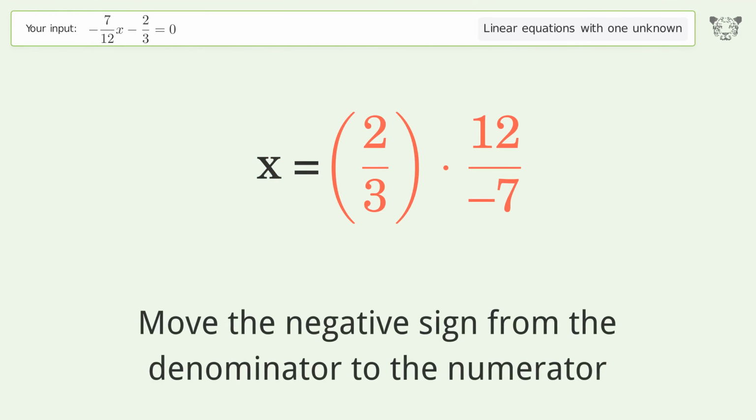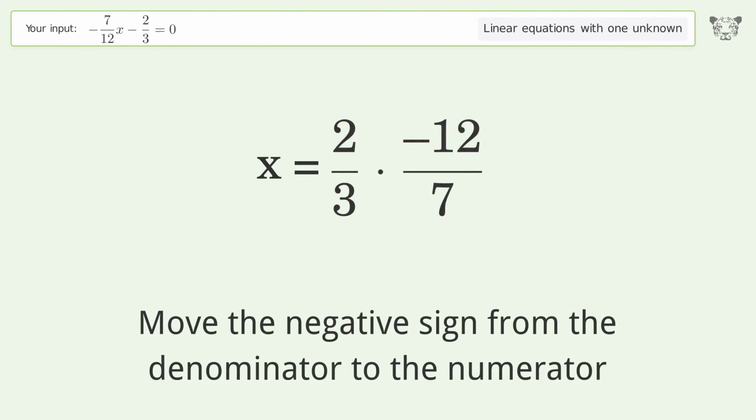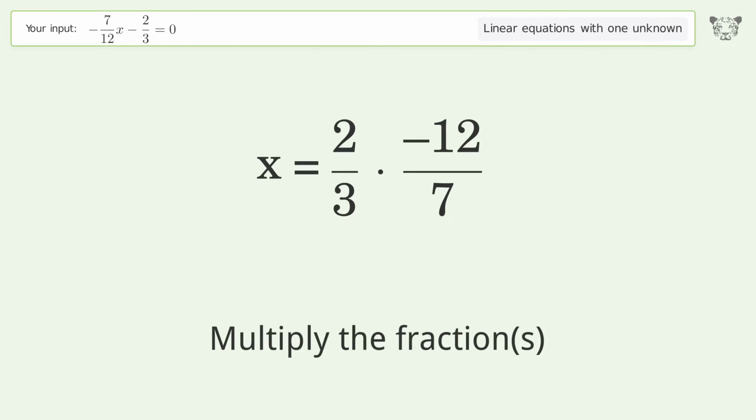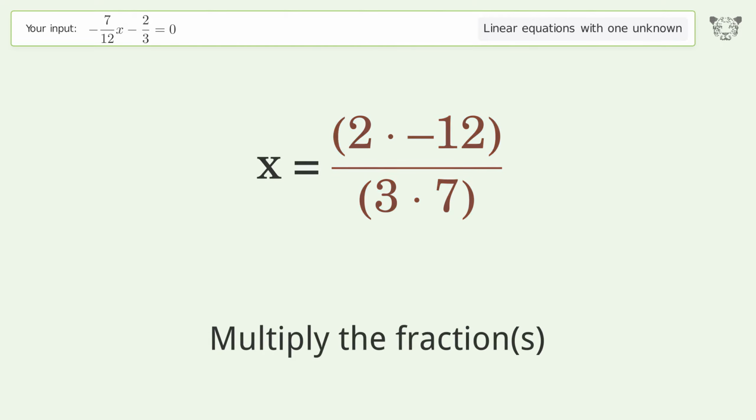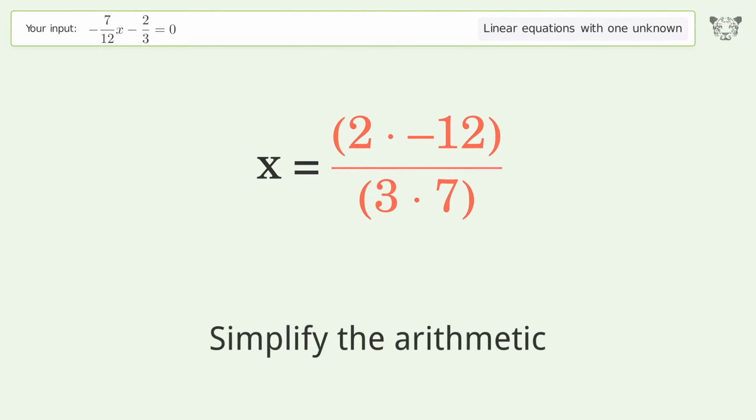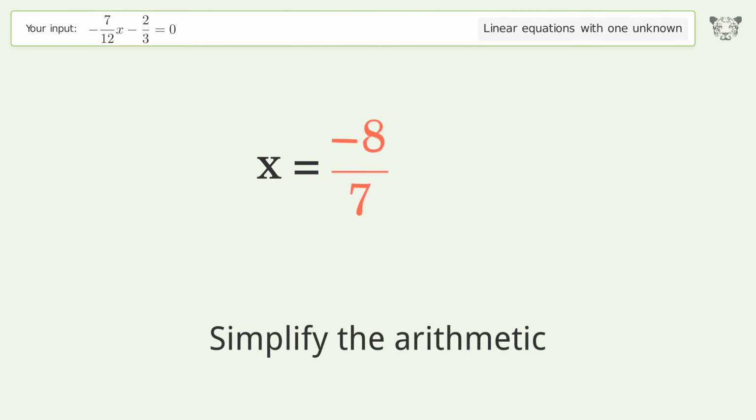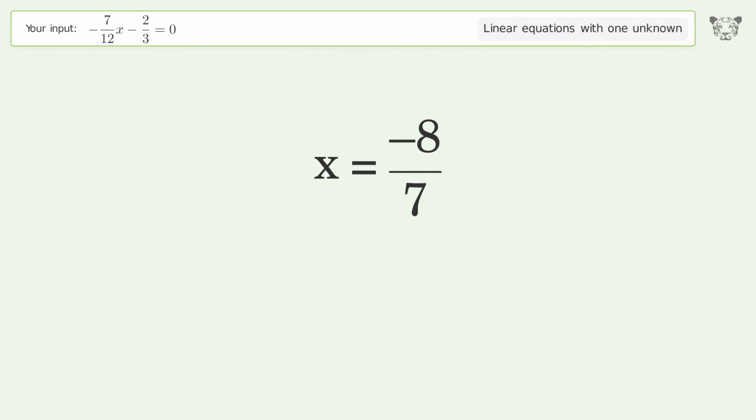Move the negative sign from the denominator to the numerator. Multiply the fractions. Simplify the arithmetic. And so the final result is x equals -8/7.